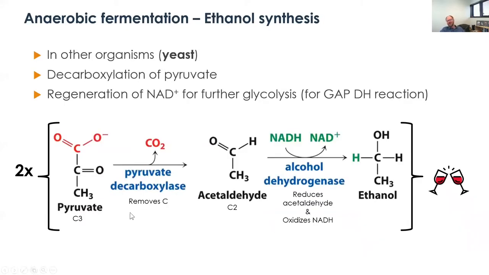So other organisms can use other strategies. Yeast has a slightly more efficient mechanism for converting pyruvate and regenerating their NAD. And what they do is they take this pyruvate and they decarboxylate it into acetaldehyde, and that acetaldehyde is ultimately then reduced into ethanol. And of course, this is what makes alcoholic beverages what they are. This is the main active ingredient in beer and wine, that sort of thing, is ethanol.